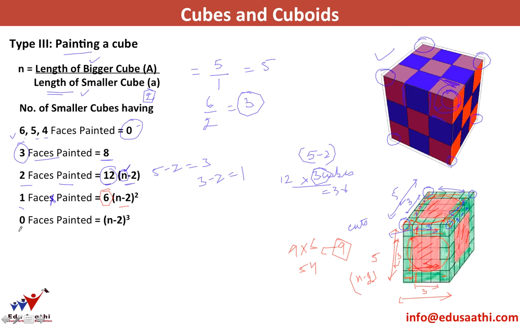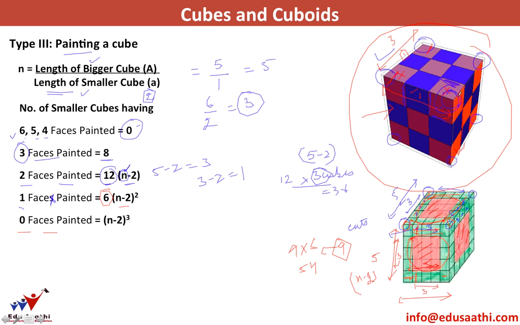Now, how many cubes will have 0 faces painted? If you imagine carefully, I've painted only this outer cube. Everything that is inside this cube will have no face painted. So from each side, let's take a side of 3. If I remove this outer shell, this corner here, I remove this from here, so I have just one cube. Similarly, if I take this edge and I remove this cube and also this cube, I am left with just this one cube here.